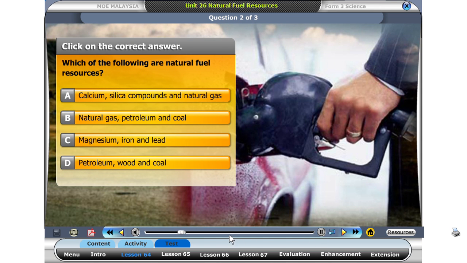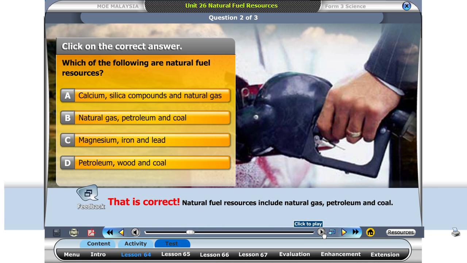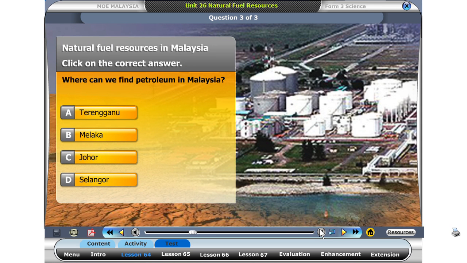Which of the following are natural fuel resources? That is correct. Where can we find petroleum in Malaysia?